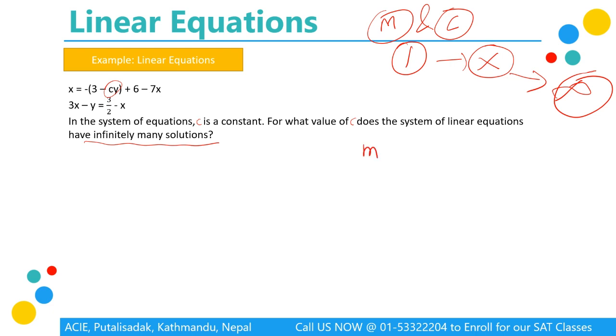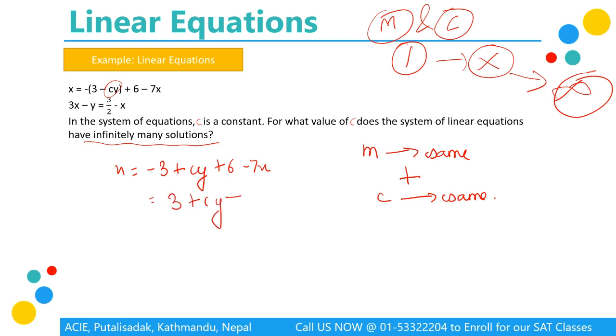When the slope is the same, plus when the y-intercept is also the same. So we have to have a system that meets both conditions. Now let's simplify both these equations properly. x is equal to minus 3 plus 7x, which will give us 3 plus cy minus 8x.